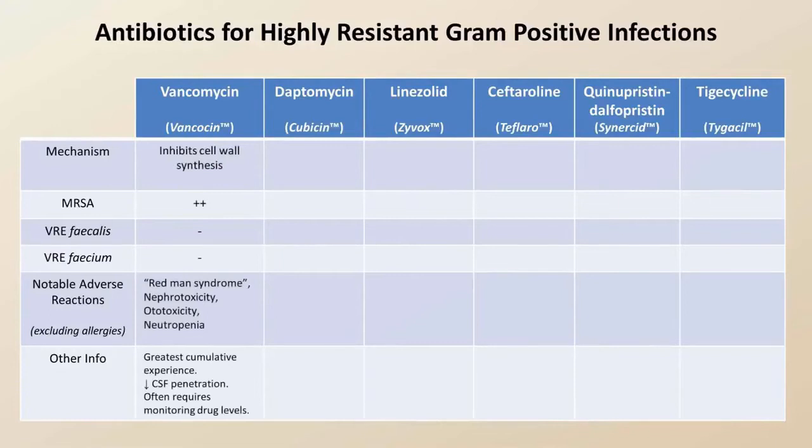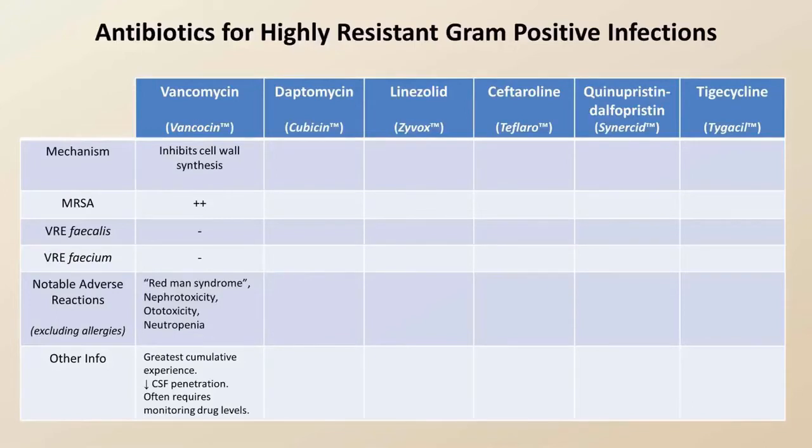Vancomycin, as you may recall from the last lecture, inhibits cell wall synthesis. It has excellent coverage of MRSA, but by definition, no coverage of VRE. Its notable adverse reactions include red man syndrome, sometimes known as red neck syndrome, which is a rash or flushing of the face, neck, and upper torso. It appears during infusion or within minutes of completion, is due to nonspecific mast cell degranulation and not a true allergy, and can be avoided by slowing the infusion rate down. Vancomycin can also cause nephrotoxicity, ototoxicity, and neutropenia.